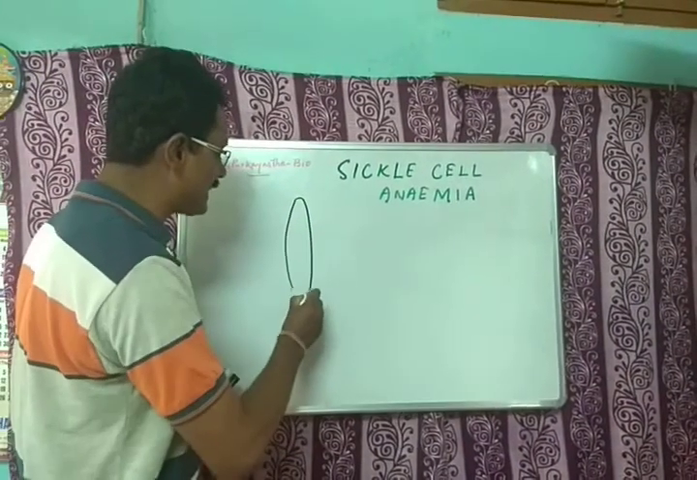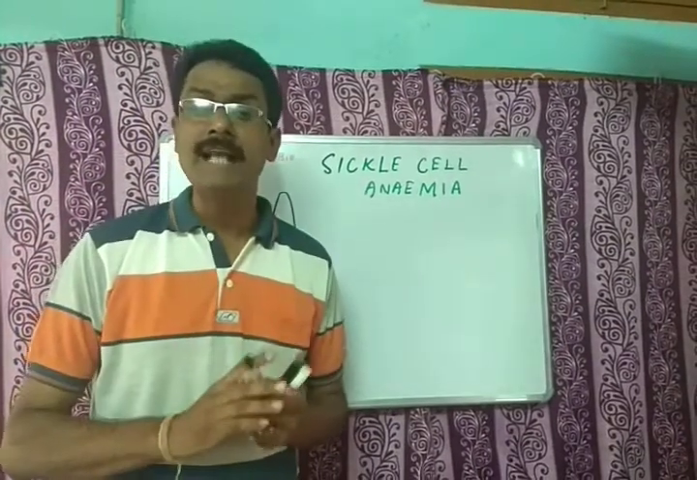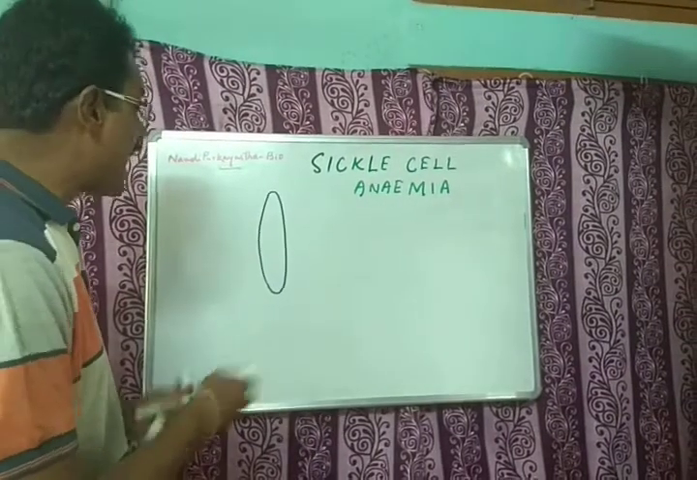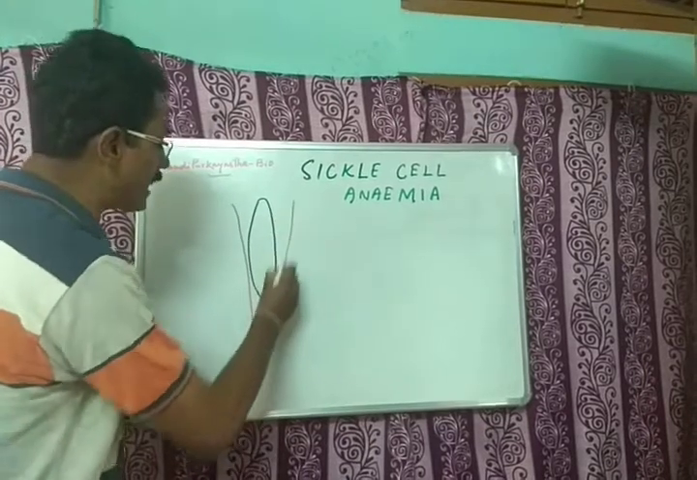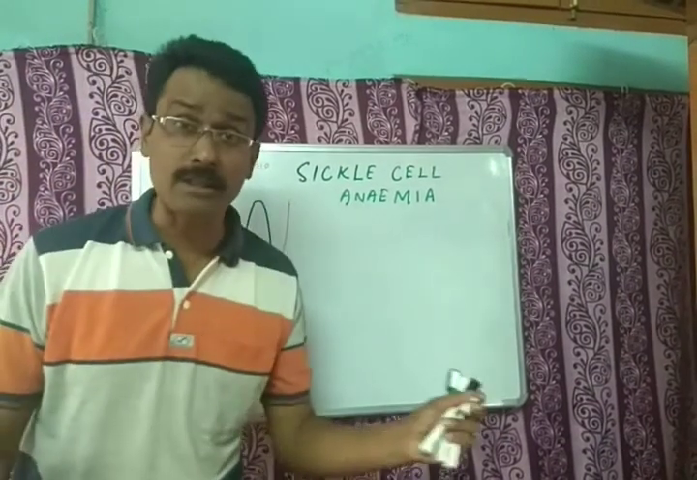Now, first of all, we'll have to know about the blood cell. The blood cells are like this. It is called biconcave, and this biconcave nature of the blood cell helps in easy passing through the blood capillaries and blood vessels. Very nicely it passes. There is no problem at all.